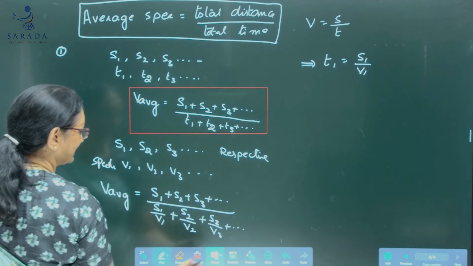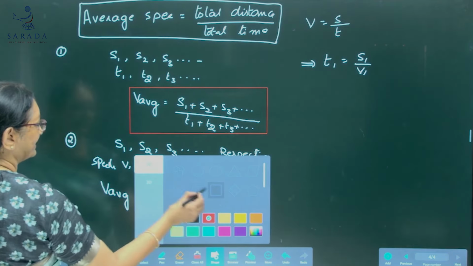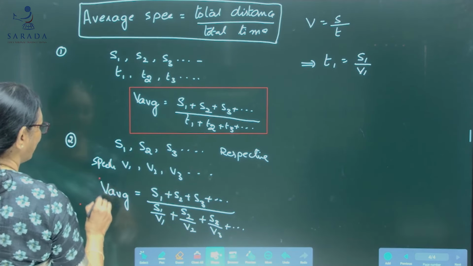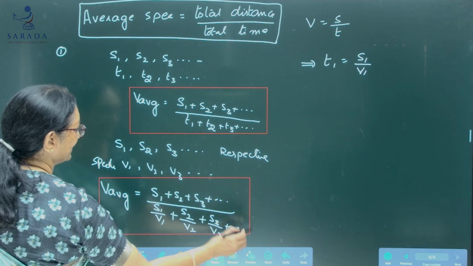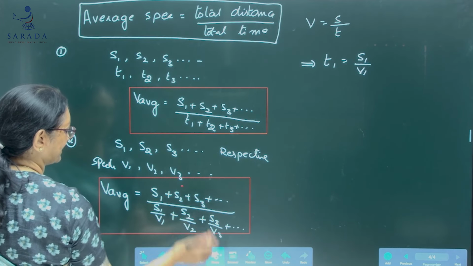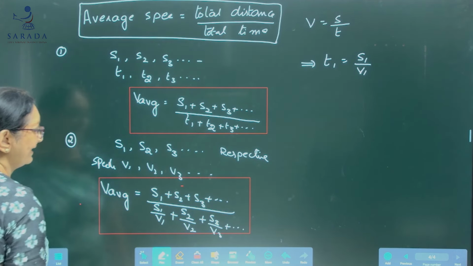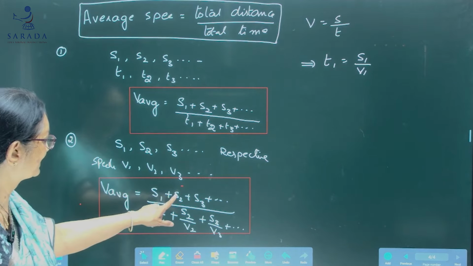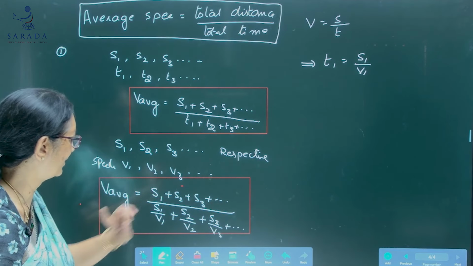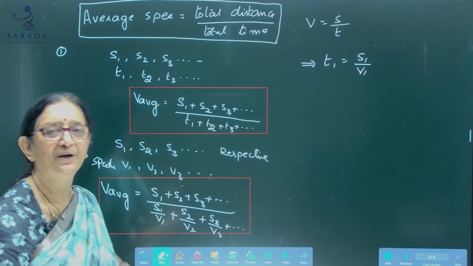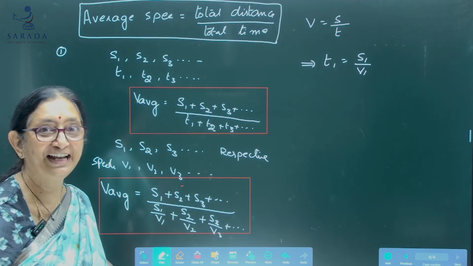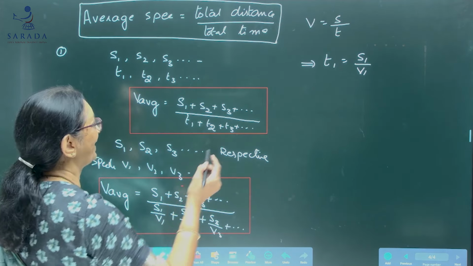So the next thing is, if a body travels distances S1, S2, S3, and so on with speeds V1, V2, V3, and so on, then the average speed is S1 plus S2 plus S3, and so on, by S1 by V1 plus S2 by V2 plus S3 by V3. Next, can you guess the question I am going to ask you?